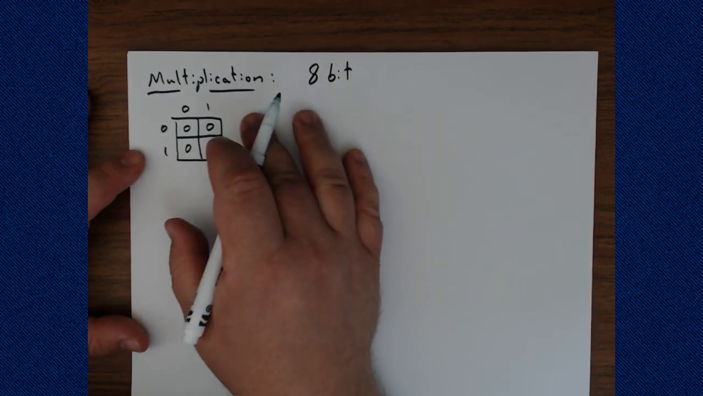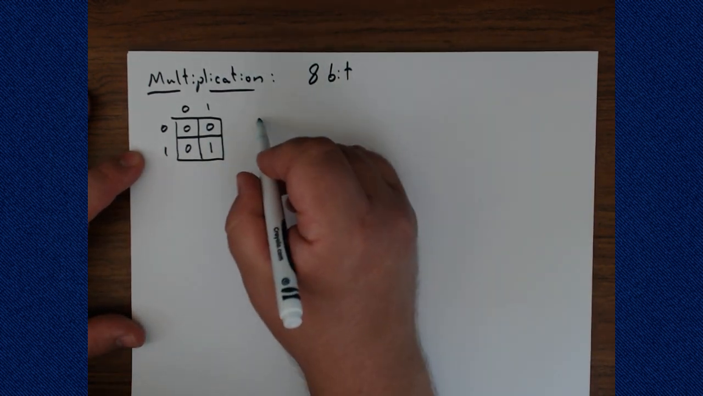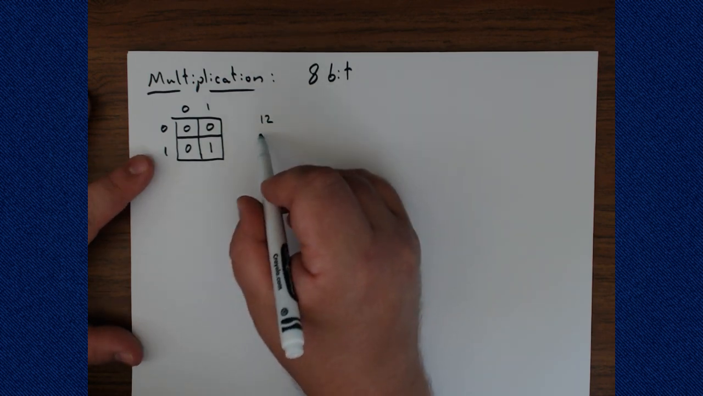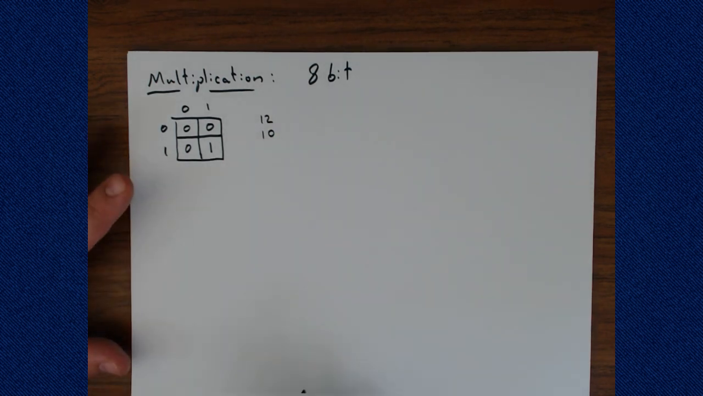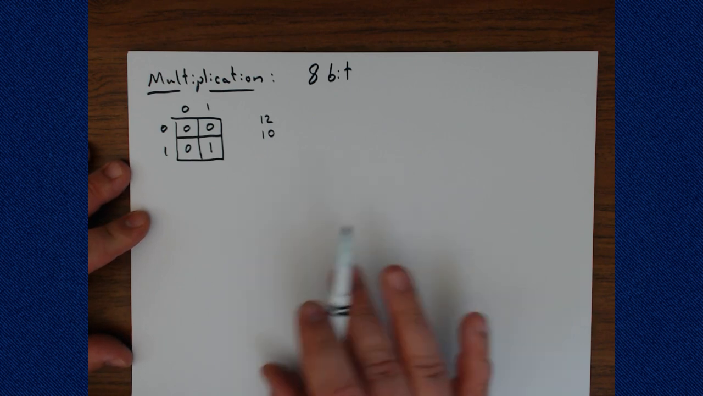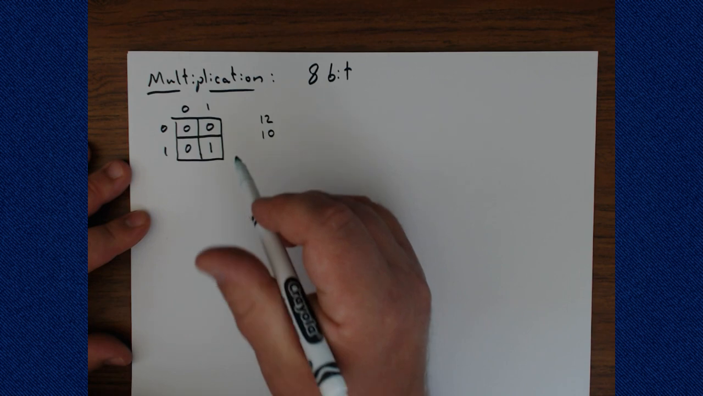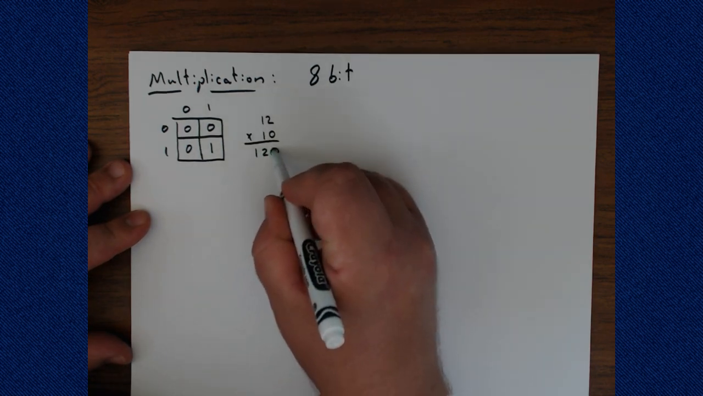Phenomenally simple, right? So let us do some multiplication. I'm going to start with numbers and then figure out the bit patterns. Let's do 12 times 10, because that will give us 120, which is still going to be positive whether we interpret it as signed or unsigned. So I'm going to do 10 times 12, and I should get 120.